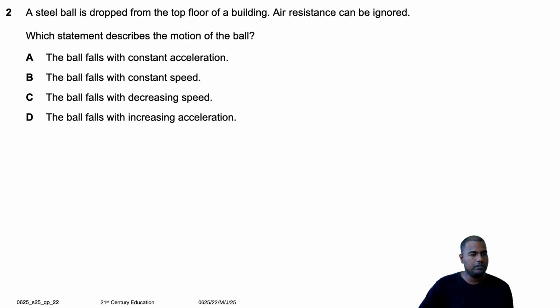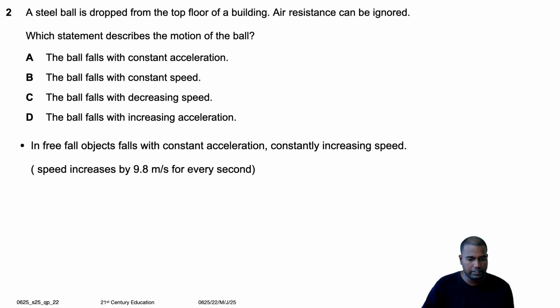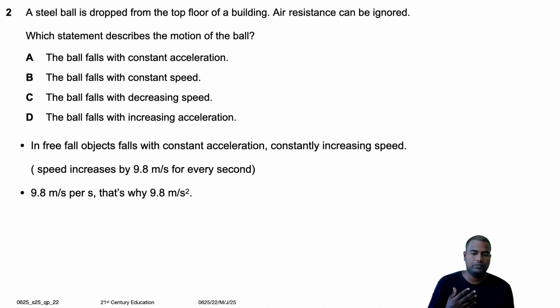A steel ball is dropped from the top floor of a building. Air resistance can be ignored. Which statement describes the motion of the ball? Okay, so in free fall, objects actually fall with constant acceleration. So it has a value 9.8 meter per second square. So the velocity increases every second by 9.8 meter per second. That's why it's 9.8 meter per second square. So it's with constantly increasing speed.